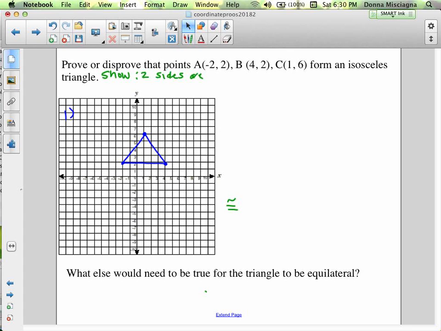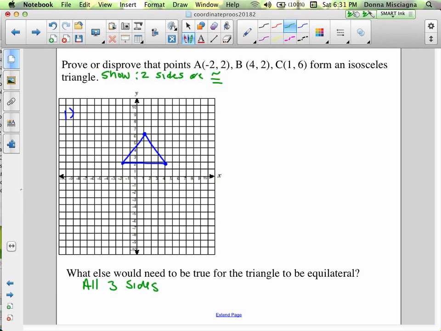Right, so this is what we're going to show, because this is hopefully an isosceles triangle. What would have to be true for this to be an equilateral triangle? If this were an equilateral triangle, then all three sides would be congruent.